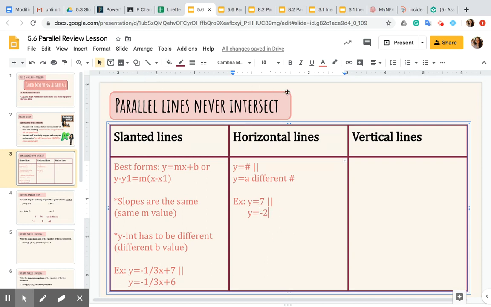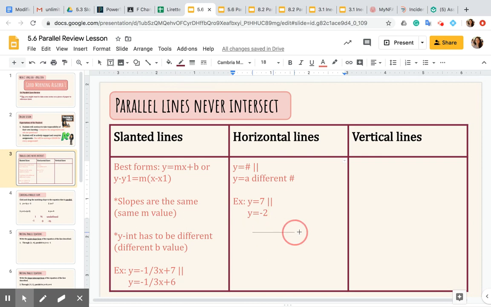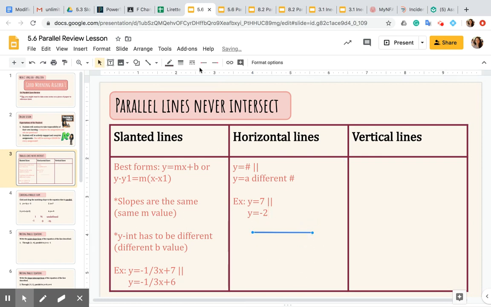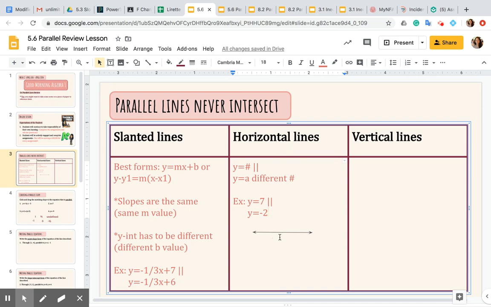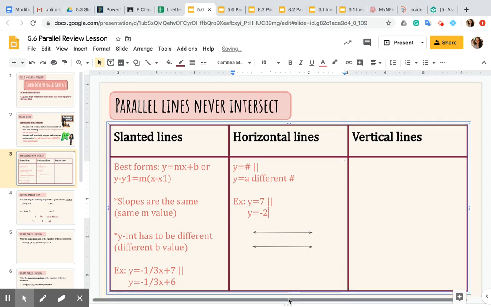Okay, let me just show you real quick. How do I insert a line? Here we go. So let's say you had a horizontal line. I'm going to add arrows. Then in order for this to be parallel to another line, it has to be another horizontal line. If I choose a slanted line, they're going to intersect. They're going to cross. I don't want them to cross. Okay?